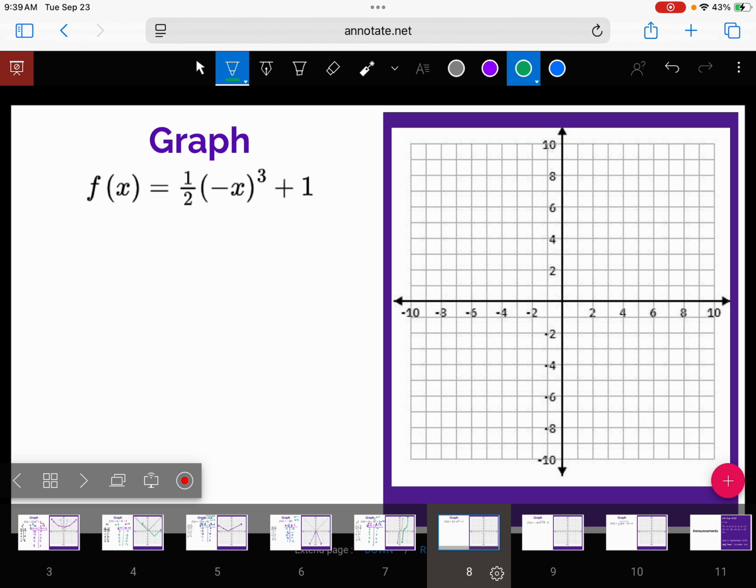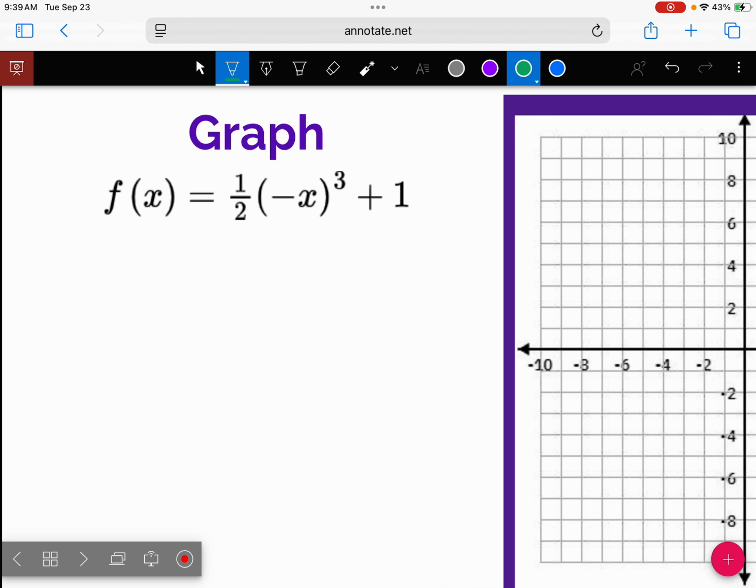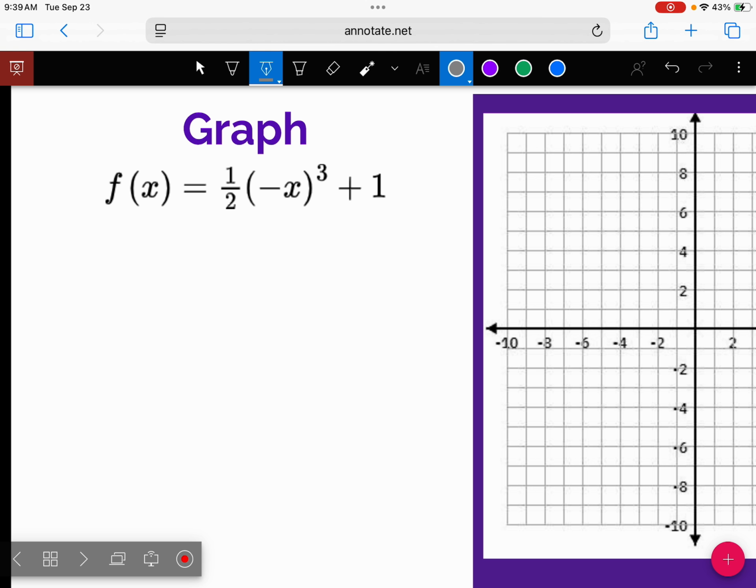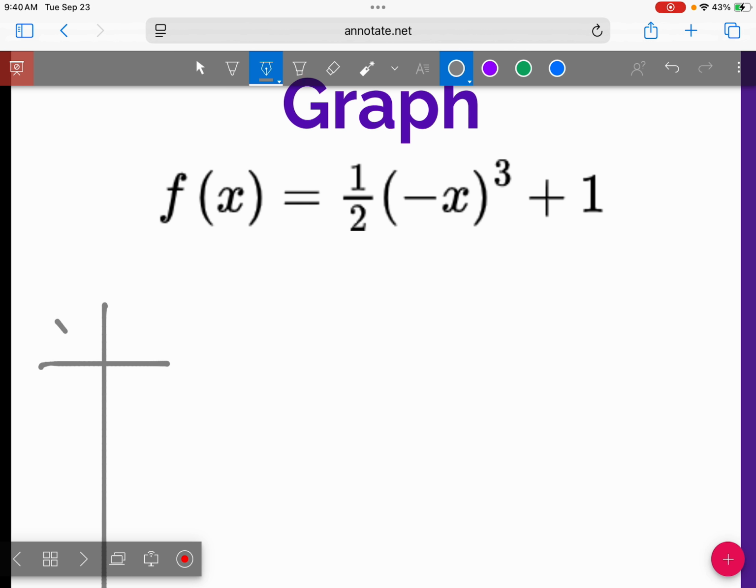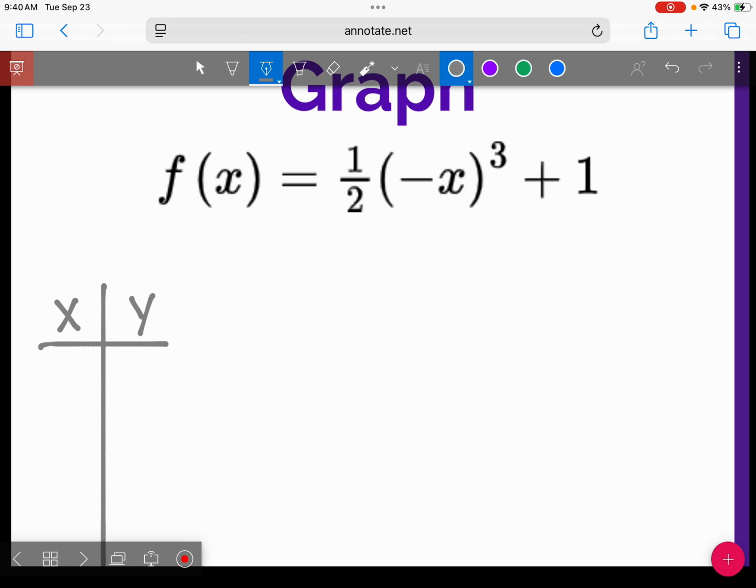Ooh. We've got another cubic here. We have a lot of pieces. I got my 1/2 parentheses minus x parentheses cubed plus 1. So first thing I notice is it's got that power of 3. I've got my cube, so I'm going to pull out my cubic parent table. So our x's with our y's.